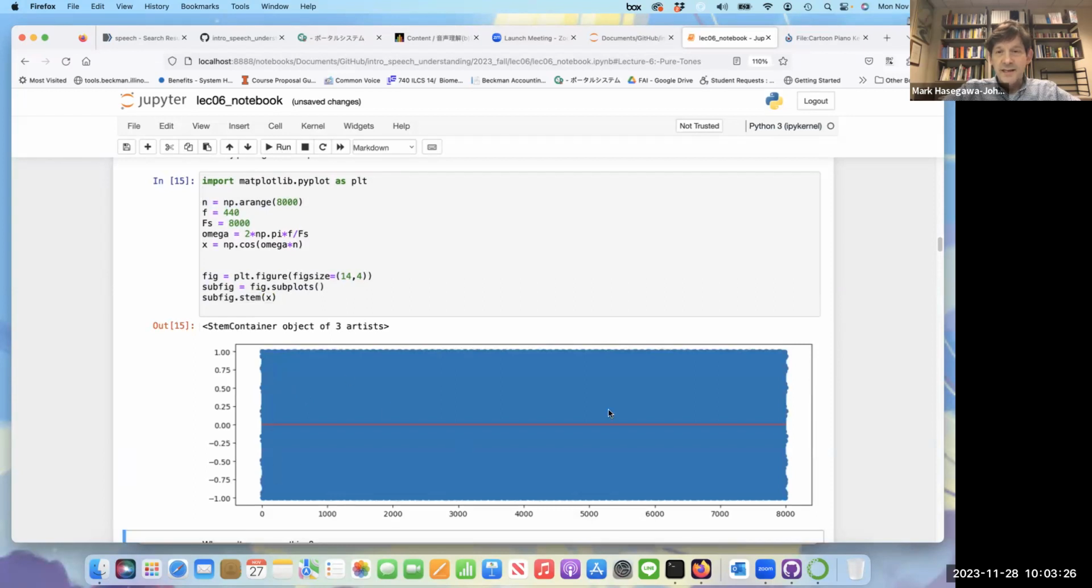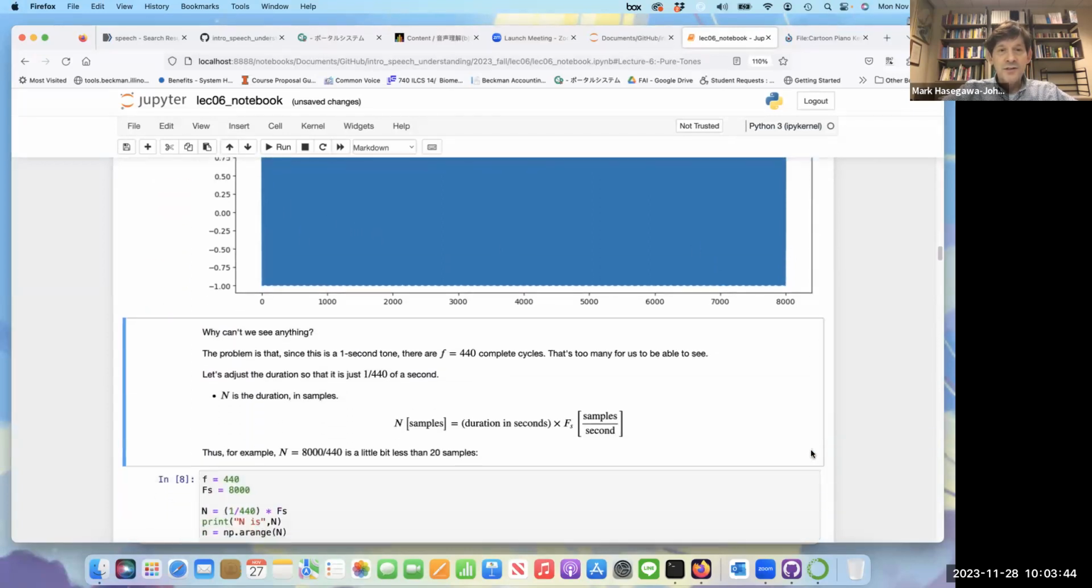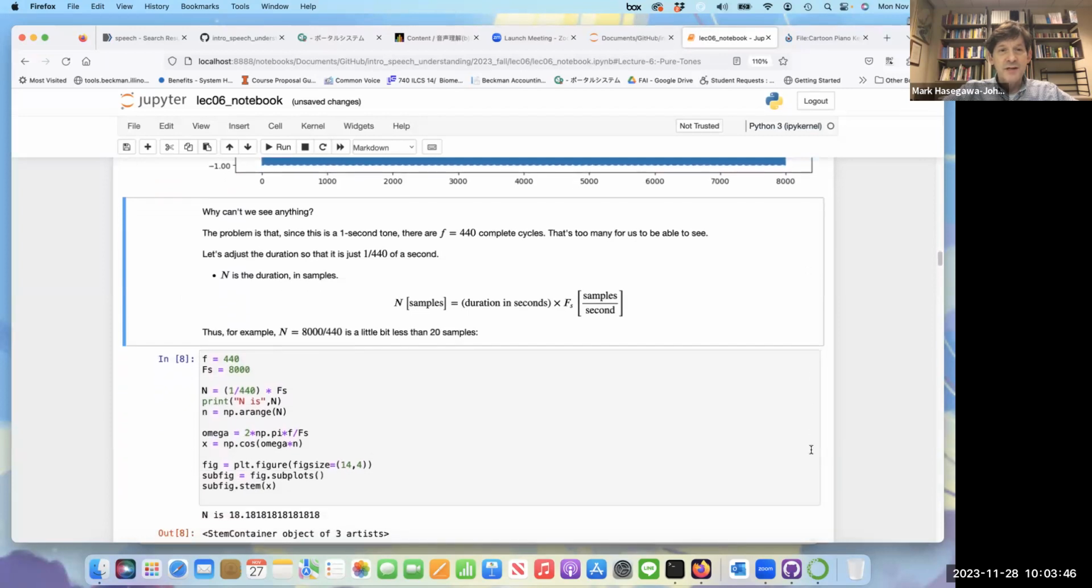we don't really see anything. The problem is that there are 440 cycles here. And so all we see is this little ripple. All of the samples are here. Let me just plot it and we'll see exactly the same thing. It will just be impossible to see. We plot it and it's just all completely filled in. So in order to see useful information, we need to reduce it to a smaller number of cycles.